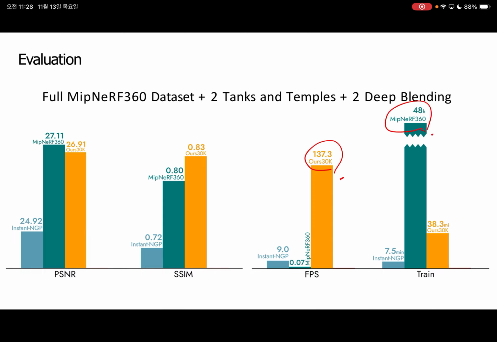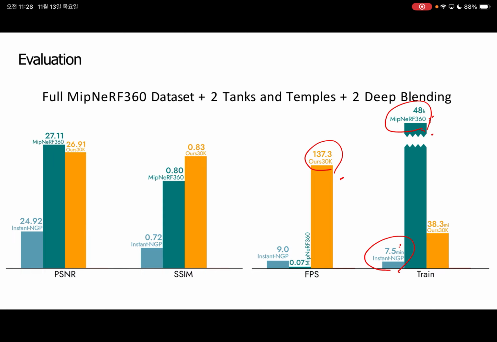Here, training time is 48 hours. Can you imagine 48 hours for a single scene? Very slow, right? Instant NGP is what we saw in the previous class, the last slide. It takes only 7.5 minutes, right? Very fast.